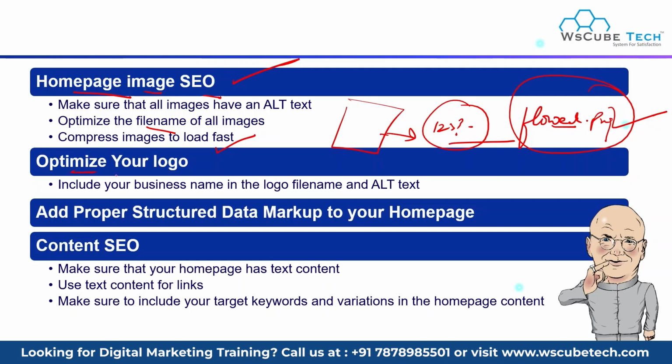Next we have optimize your logo. Logo is most important in case of homepage SEO. In that case, you have to take care about your alt text and your file name. Whatever your website is about, you have to write that particular name as a file name. Instead of adding non-readable characters, you have to mention a particular name. Then you have to mention alt text, and in case of alt text, you have to mention your targeted keyword.